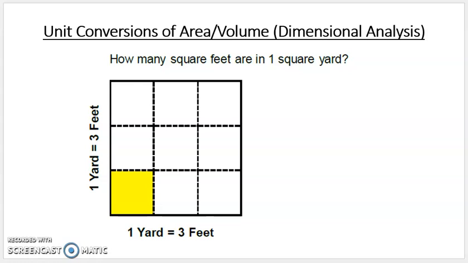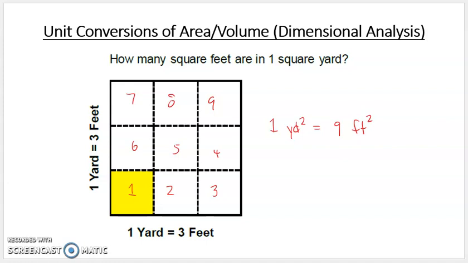A nice question to ask, this is a great one to ask your students, is how many square feet are in 1 square yard? Visually, you'll see 1 square yard is a square that's a yard by a yard. And I can divide that. 1 yard is 3 feet. So I know that 1 square yard has 1, 2, 3, 4, 5, 6, 7, 8, 9 square feet. So 1 yard squared is equal to 9 feet squared.